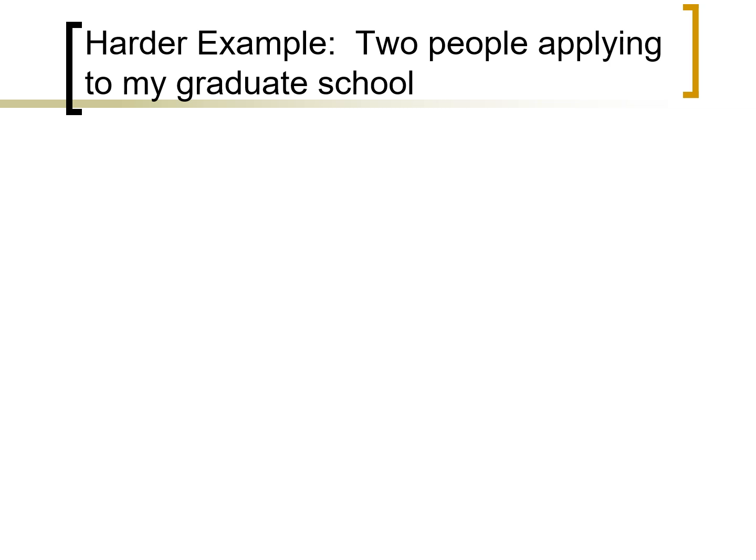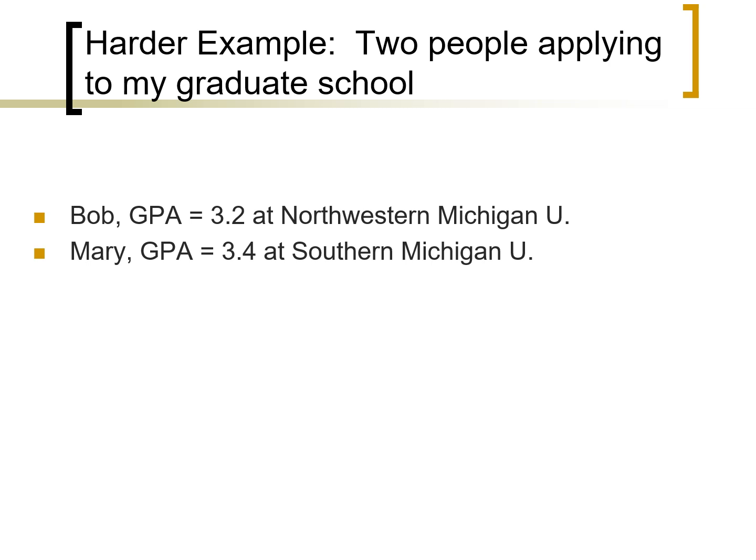So to be even more specific, let's try and compare scores and think about how this logic works. Well, we see Bob has a GPA of 3.2, Mary has a GPA of 3.4. If we're just using the raw score to make a decision, we would choose to admit Mary more likely than Bob.